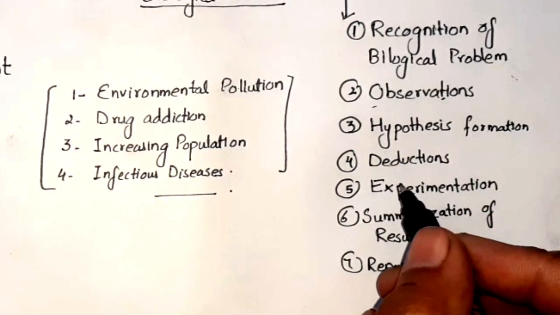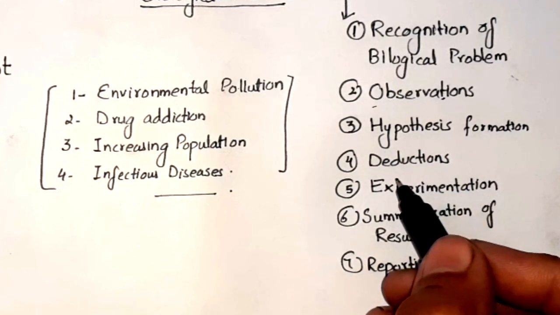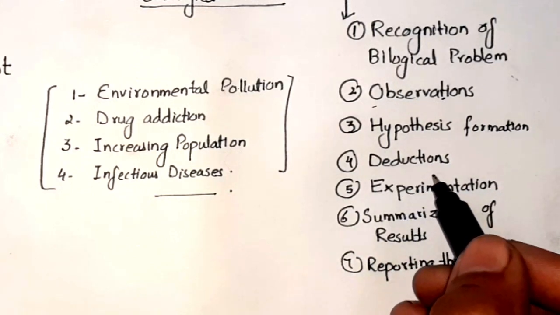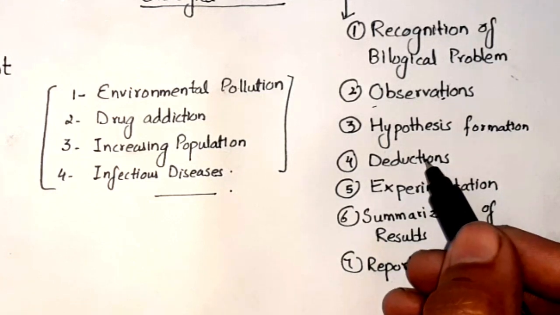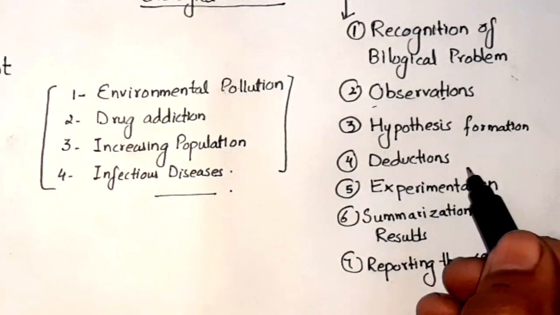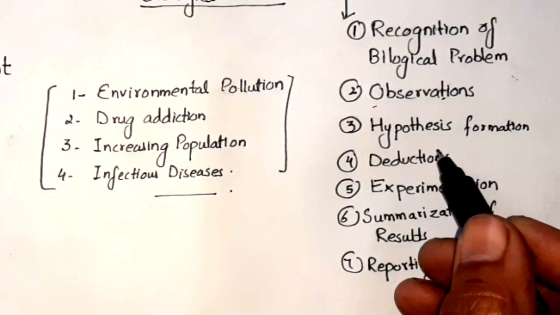After a hypothesis, some reasoning is deduced from the hypothesis. That step is called deductions, and these are if and then. We say that if this happens, then it will occur in this way. So the deduction is the next step after the hypothesis formation.